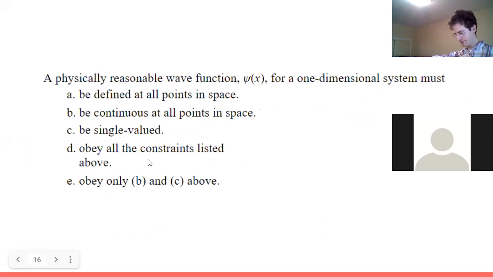Okay, for the purposes of time, let's just talk about this one. A physically reasonable wave function, by definition, needs to be defined at all points in space, because it's talking about where a particle can be and cannot be. It has to be continuous and single valued. So the answer for that would be D.